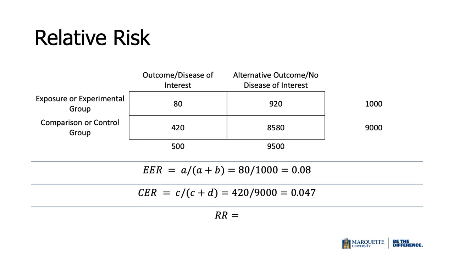The relative risk is just the ratio between those two numbers. So it's the exposed event rate over the control event rate, which in this case is 8% over 4.7%, and that gets a number, the relative risk, 1.7. So in this case, you are 1.7 times more likely to develop a disease if you are exposed. Now let's take a look at this in SPSS.